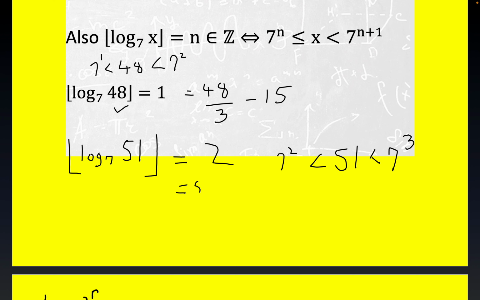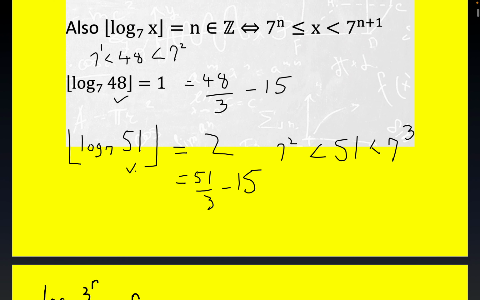51 over 3 minus 15. And I'm not able to keep this on the same screen very well, but 51 over 3 is 17, right? 51 over 3 is 17. 17 minus 15 is 2. So we have another solution, 51.